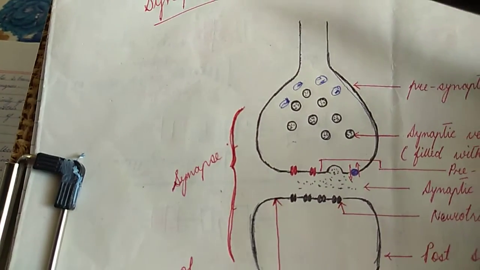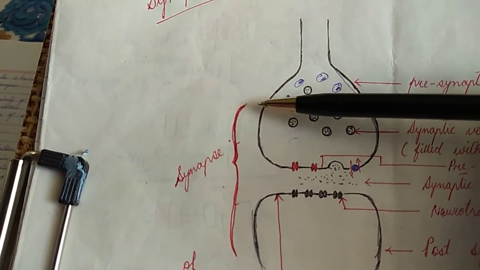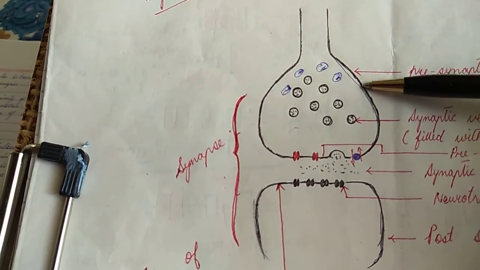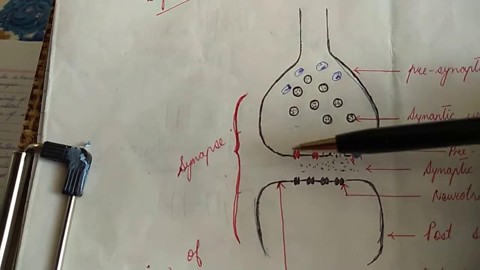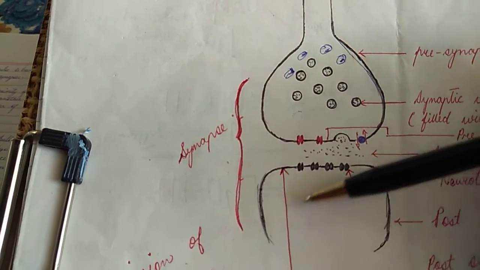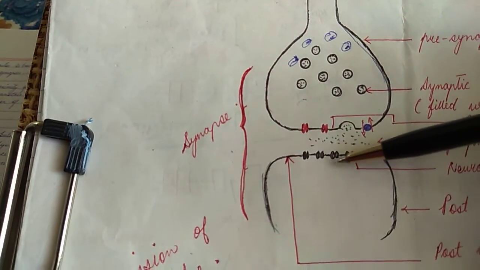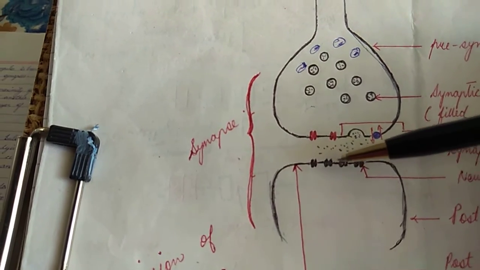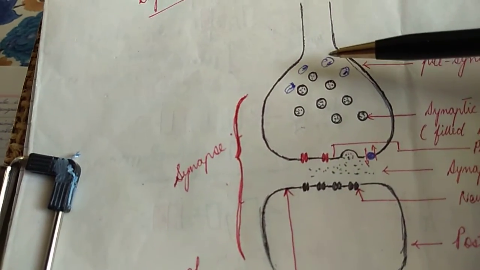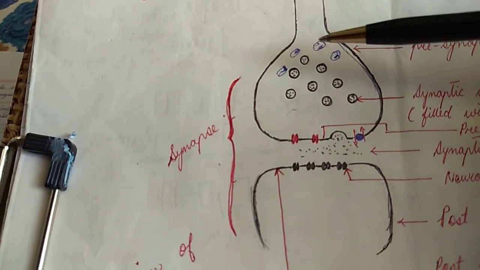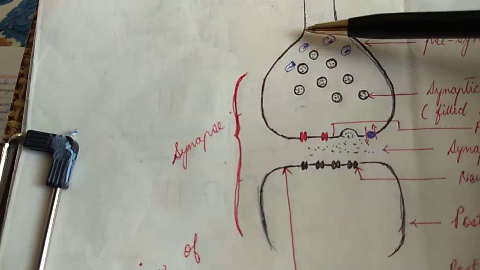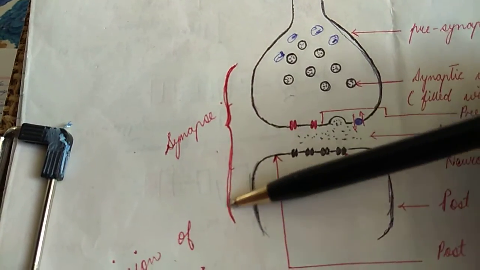So what is a synapse? A synapse is the junction between the end of an axon of a neuron and the end of a dendron of a neuron or soma of a neuron or sarcolemma of a muscle cell through which nerve impulse travels. A nerve impulse is transmitted from one neuron to another neuron through these junctions called synapse.